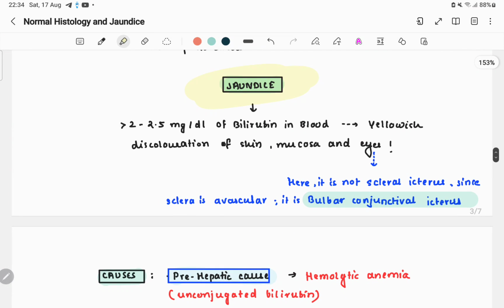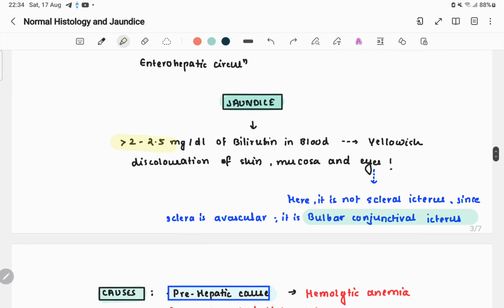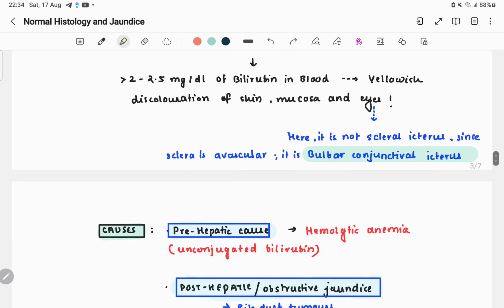So jaundice is defined as more than 2 to 2.5 milligram per deciliter of bilirubin in blood, which causes discoloration of the skin, mucosa, and the eyes. In the conjunctiva, bulbar conjunctival icterus is seen. It is not scleral icterus. The sclera does not have blood vessels, so although people say scleral icterus, it is basically bulbar conjunctival icterus. There is a yellowish discoloration, and the levels are more than 2 to 2.5 milligram per deciliter.